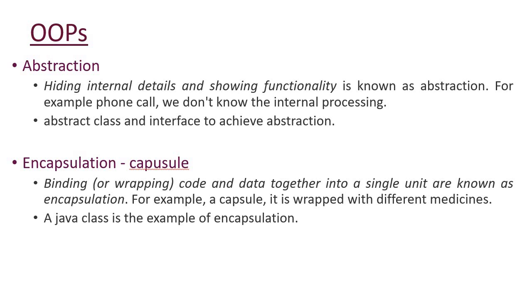Next we are going to see abstraction. Hiding the internal details and showing the functionality is known as abstraction. For example, a phone call: we don't know the internal processing of the phone. We use abstract class and interface to achieve abstraction.